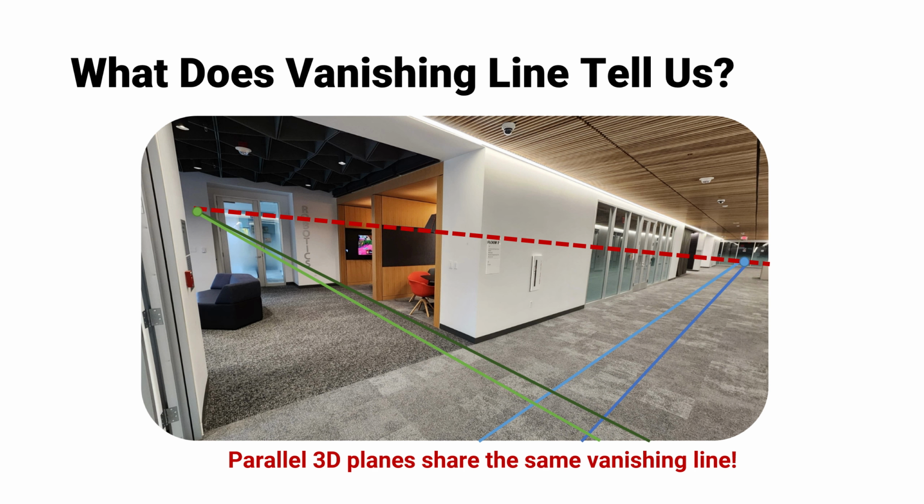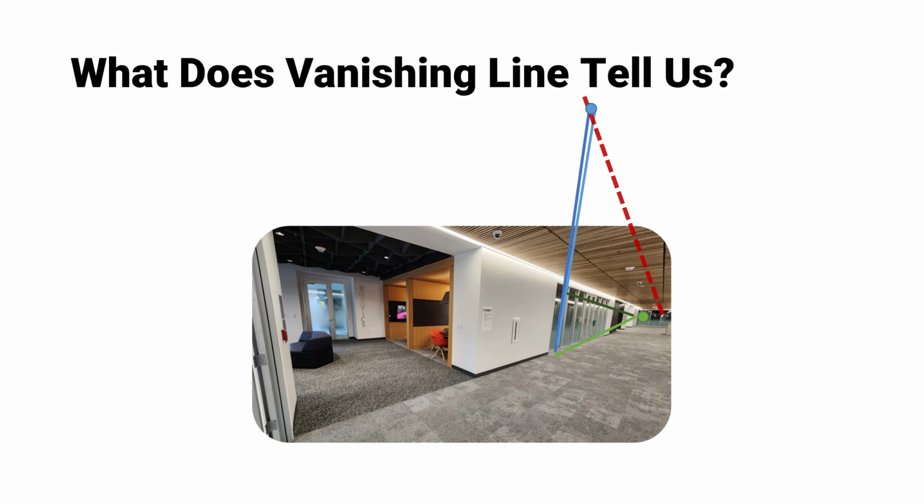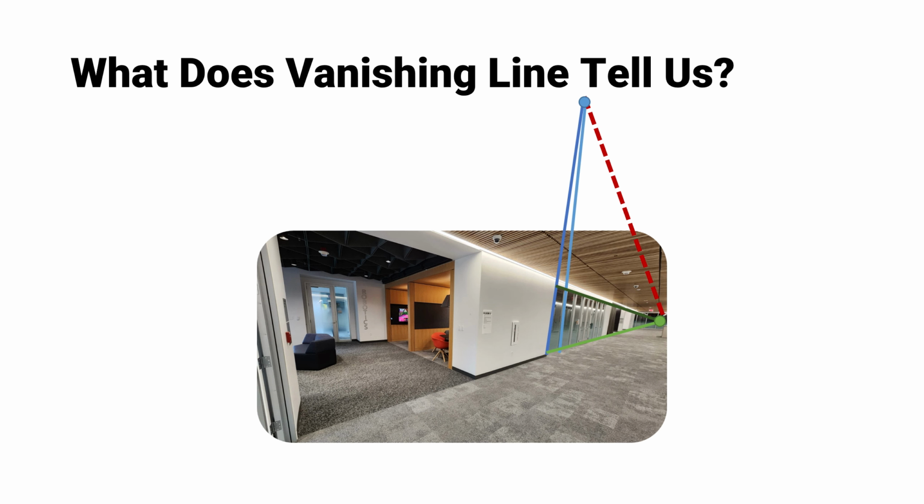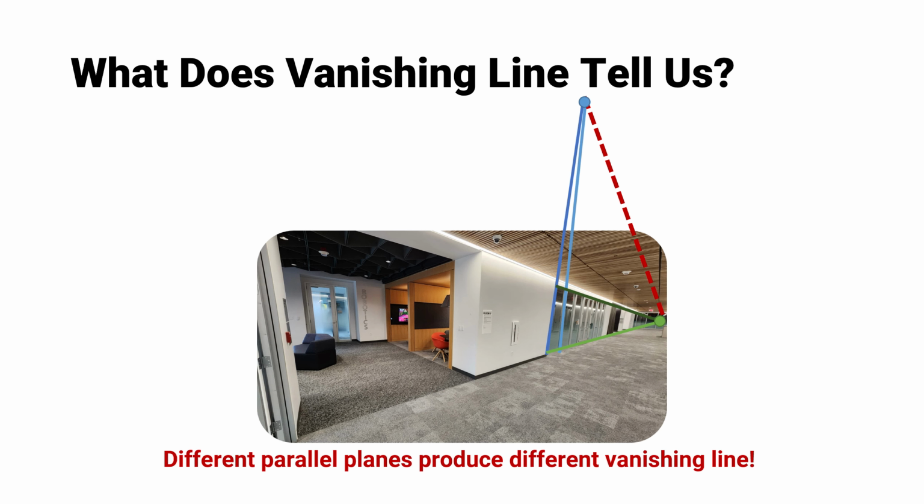Let's continue this discussion. Parallel 3D planes share the same vanishing line. So let's take the lines on the ceiling. We know that the ceiling is parallel to the floor. So let's do the same thing, and they lie on the same line. Not at the same exact point, but definitely on the same vanishing line, right? Let's take ones which are not parallel now, and they definitely have a different vanishing line. So different parallel planes produce different vanishing lines. That is an important fact for us to keep in mind.